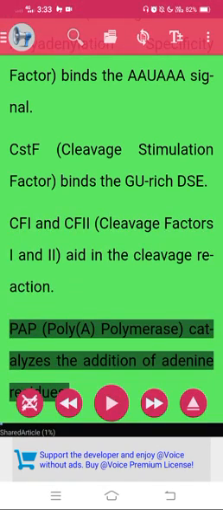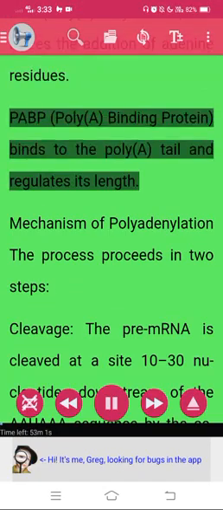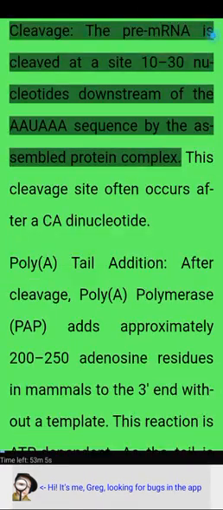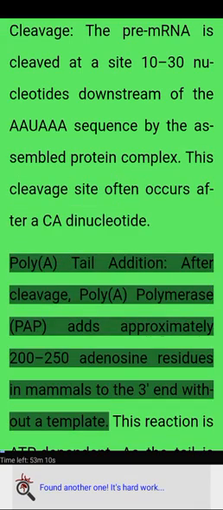PAP is responsible for the addition of adenine residues. PABP, poly A binding protein, binds to the poly A tail and regulates its length. Mechanism of polyadenylation. The process proceeds in 2 steps. Cleavage. The pre-mRNA is cleaved at a site 10 to 30 nucleotides downstream of the AAUAA sequence by the assembled protein complex. This cleavage site often occurs after a CA dinucleotide.